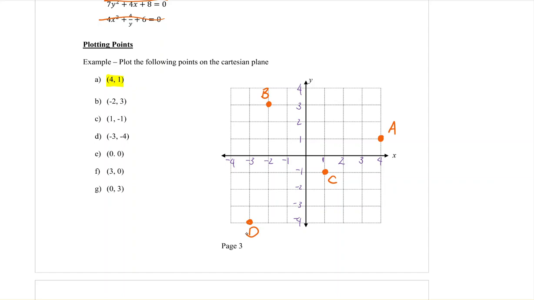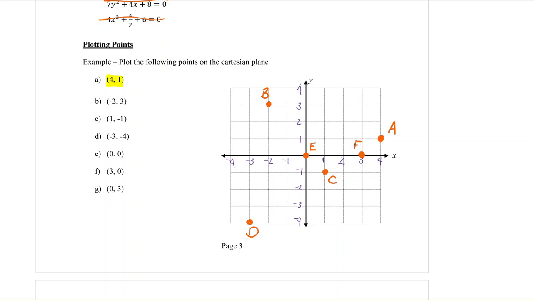And 0, 0, that's an easy one, or I hope it is. 0, 0 is our origin in the middle, that's E. F is 3 for the x-axis. 0 means it doesn't go up or down, it's just going to be sitting on that line there. That's going to be F.